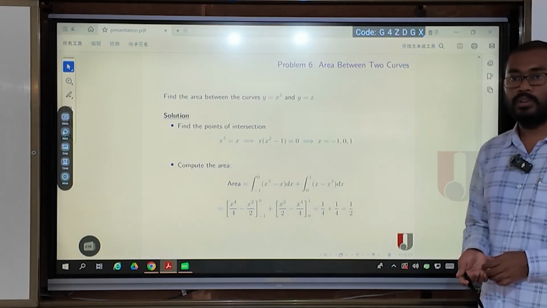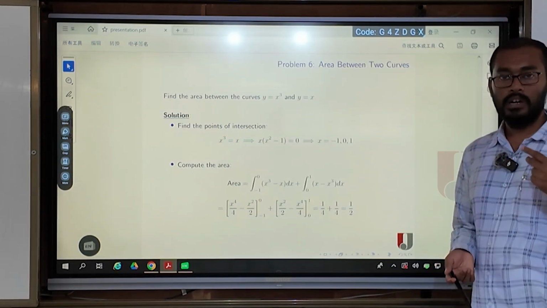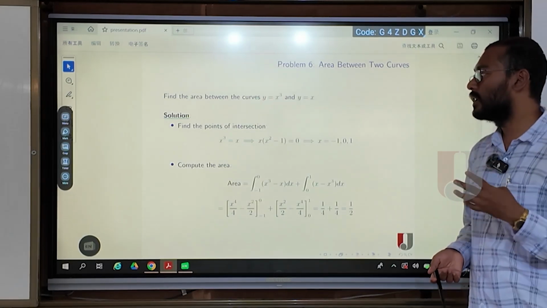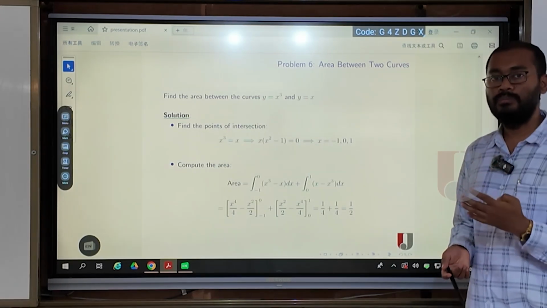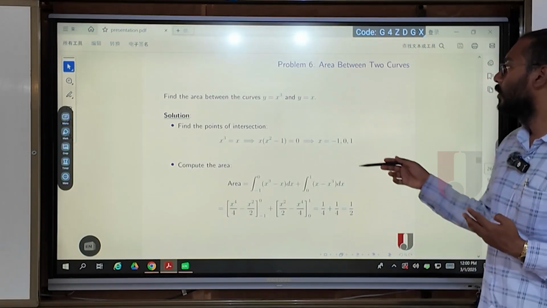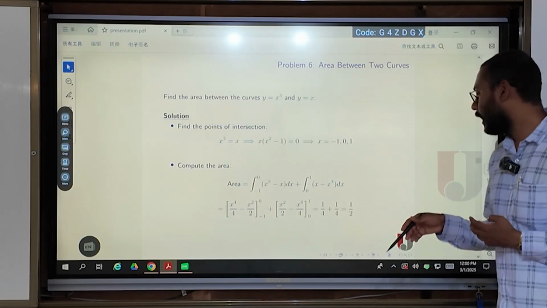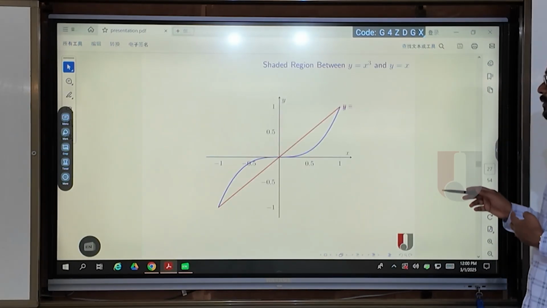Similarly, for other problems also, there are three steps. First, we have to draw the curve. After that, we have to find out the intersection points, and third is compute the area. In that way, you can solve the entire problem. Okay, so now we will go to the next problem, a similar type of problem.